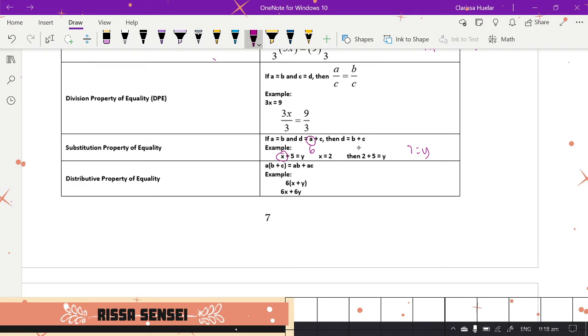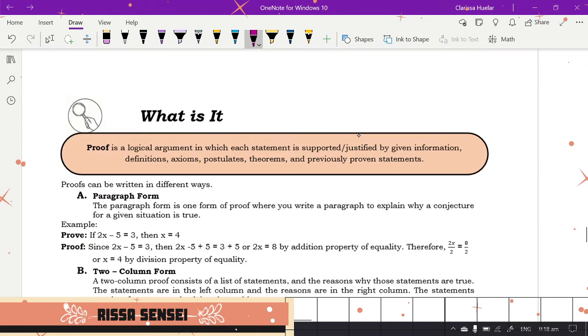And of course, ito gamit na gamit, the distributive property of equality. You will just multiply the number outside the parentheses. I-distribute natin, kaya siya distributive. So, di-distribute mo yung A to B and C. So, for example, 6 times x times y. So, ito na yung magiging product niya.